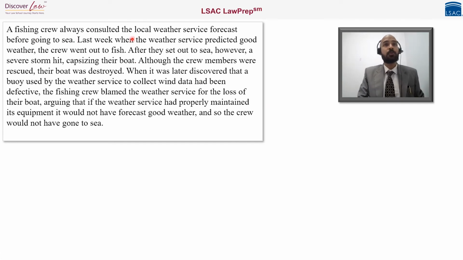A fishing crew always consulted the local weather service forecast before going to sea. Last week, when the weather service predicted good weather, the crew went out to fish. After they set out to sea, however, a severe storm hit, capsizing their boat. Although the crew members were rescued, their boat was destroyed. When it was later discovered that a buoy used by the weather service to collect wind data had been defective, the fishing crew blamed the weather service for the loss of their boat, arguing, okay.